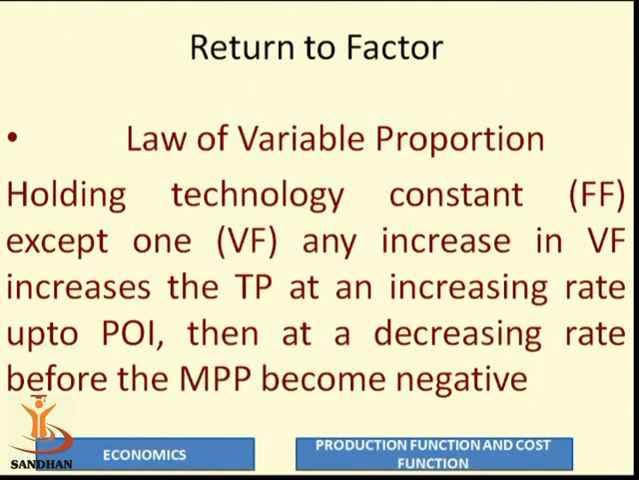What does the law speak? Holding technology constant, and the fixed factors constant, except one, there should be at least one variable factor which changes. And as the variable factor changes, the total output initially increases at an increasing rate. But we can analyze this only up to the point of inflection. Inflection is the point from there on, of course, the output increases, but at a decreasing rate. Finally, the marginal physical product becomes negative.